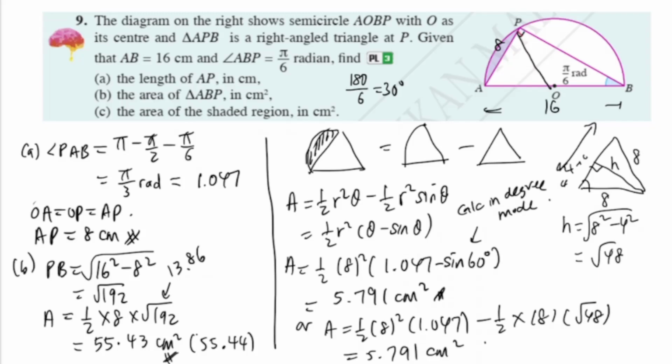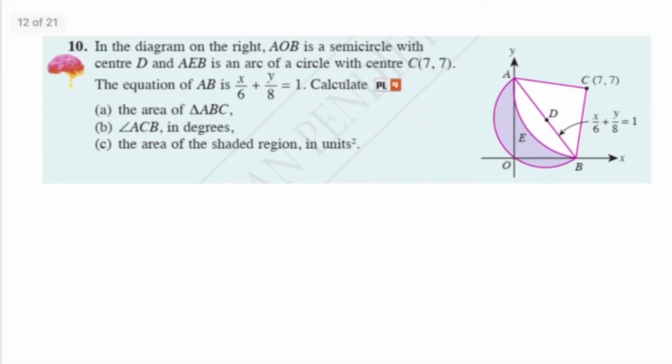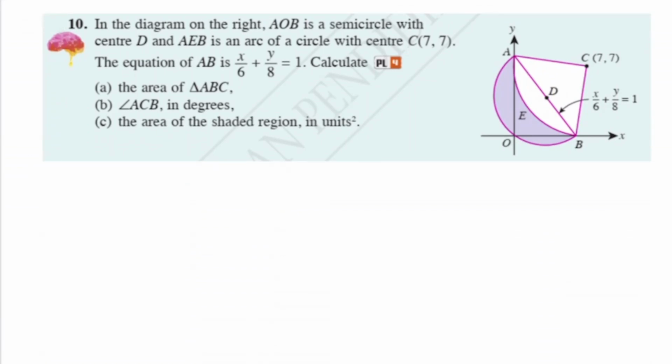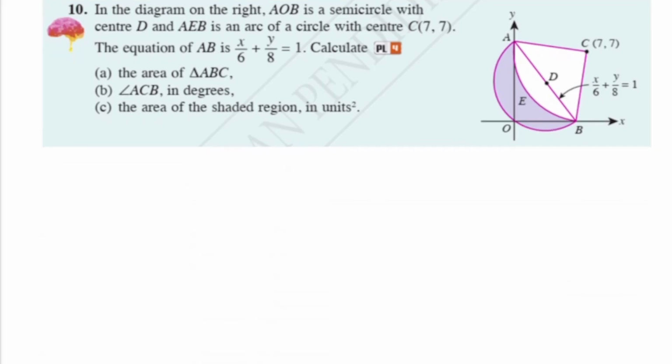Alright, moving on to question number 10. In this question, the diagram shows AOB is a semicircle. This one is combined with coordinate geometry. Very interesting. It's actually a very old SPM question, 1990 something. I know you're not even born yet. Okay, so the first part, we're finding the area of triangle ABC.